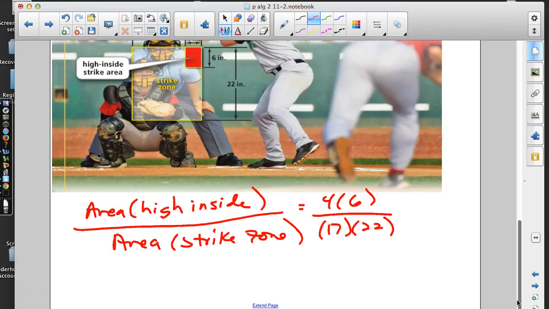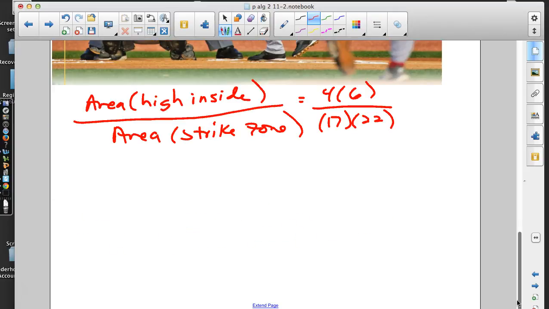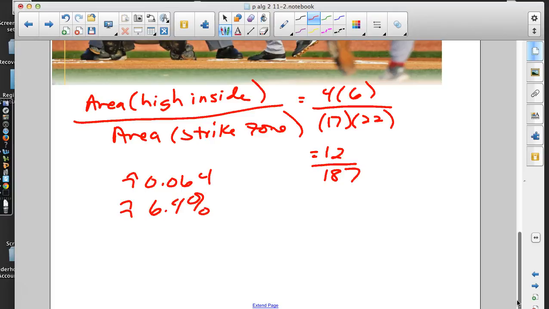So we could do a little reducing if we wanted to here, or we could just go ahead and give them a percentage for this. Let's see what we get. We've got 24 on the top, divided by 17 times 22. There it is. And this was small enough that it did give us a fraction here. So it just reduced it by 2. So this would be approximately 6.4%.